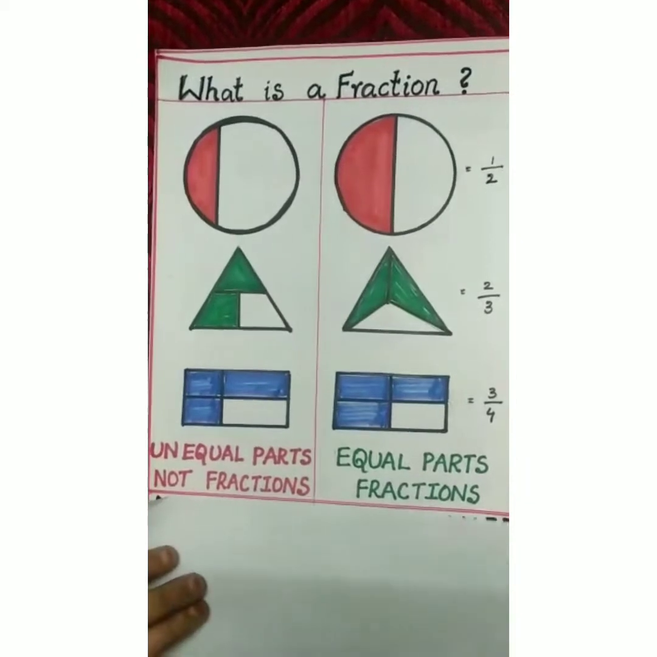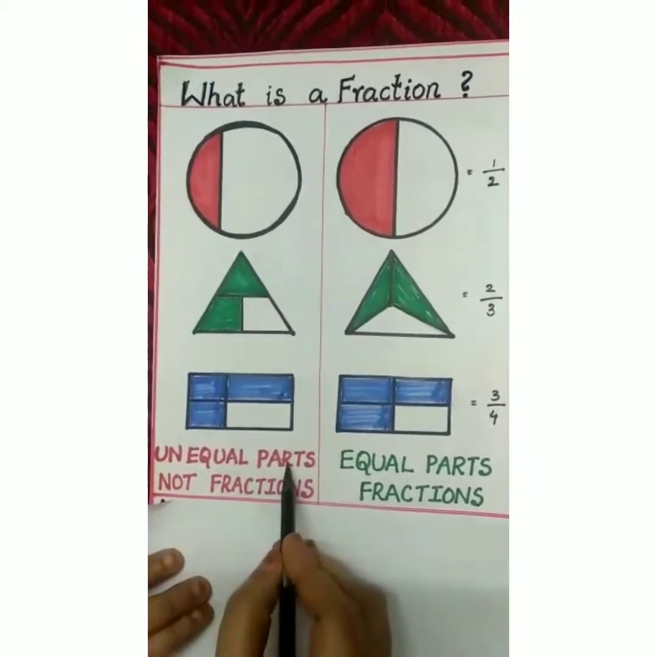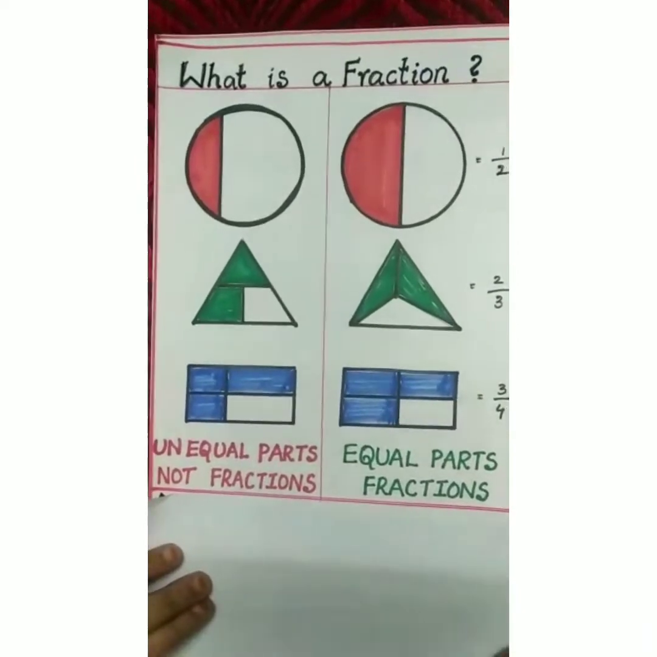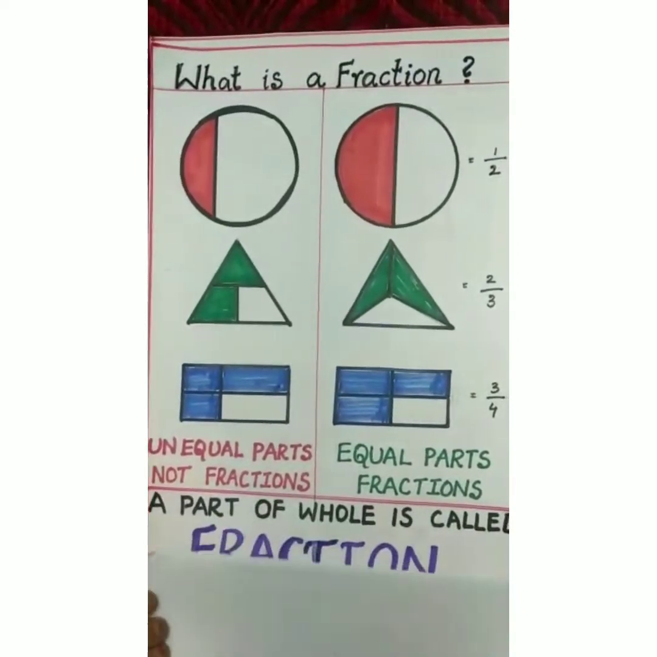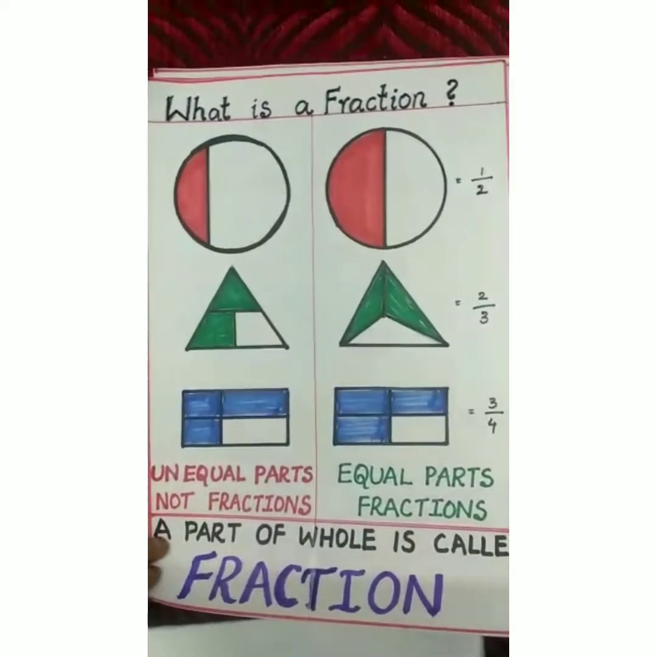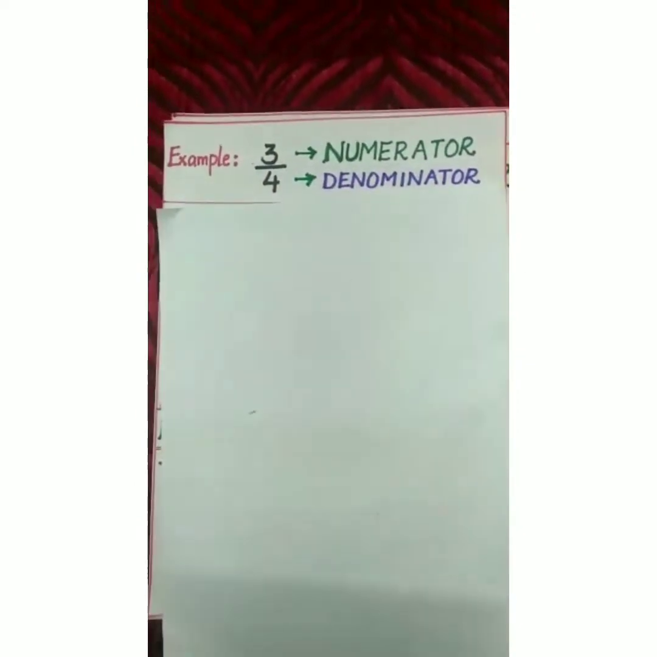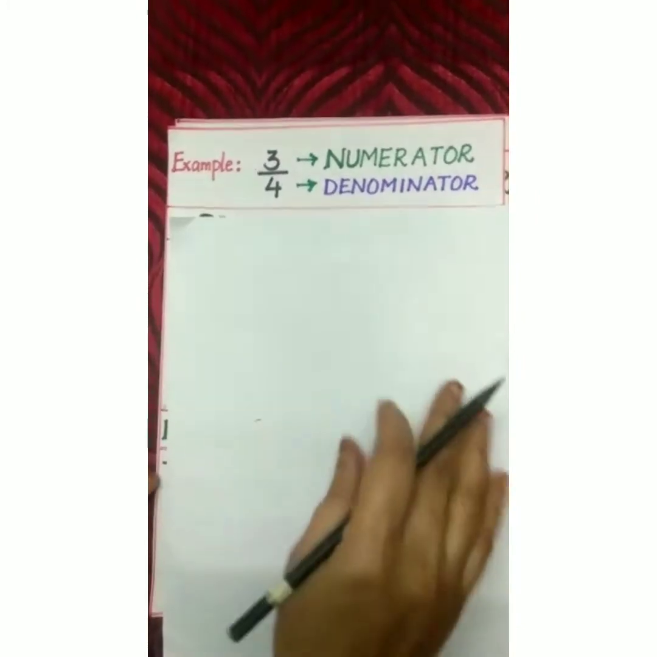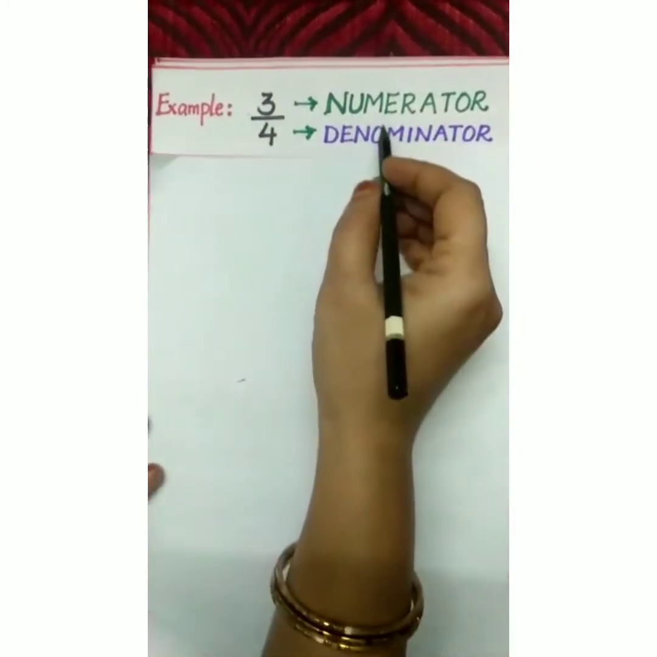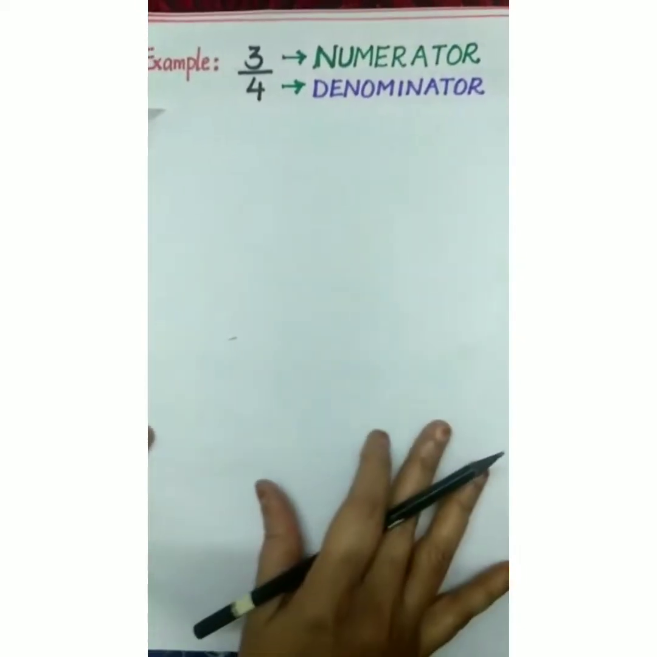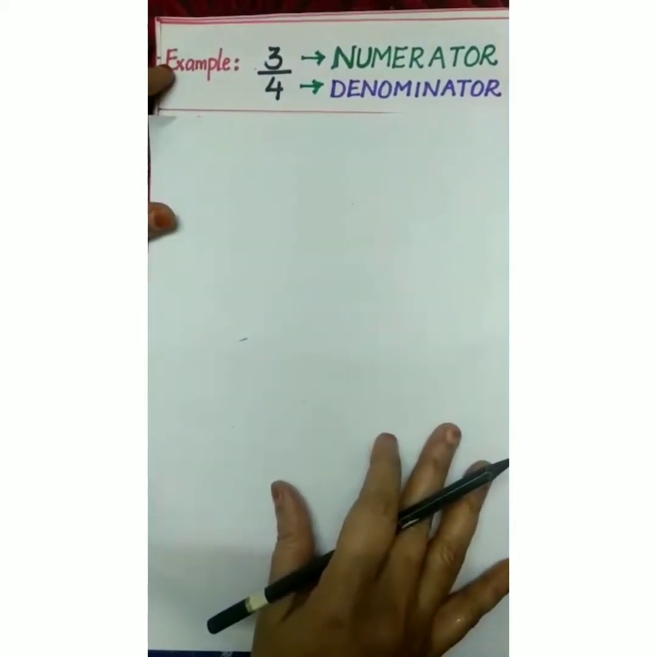Now from this, what do you understand? Where you have unequal parts, they are not fractions. Where you have equal parts, they are called fractions. It means that a part of a whole is called a fraction. Now let us learn. For example, if you take 3 by 4, the topmost number 3 is called the numerator and the bottom number 4 is called the denominator.